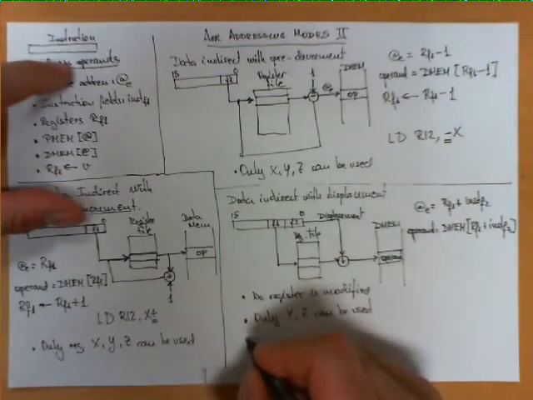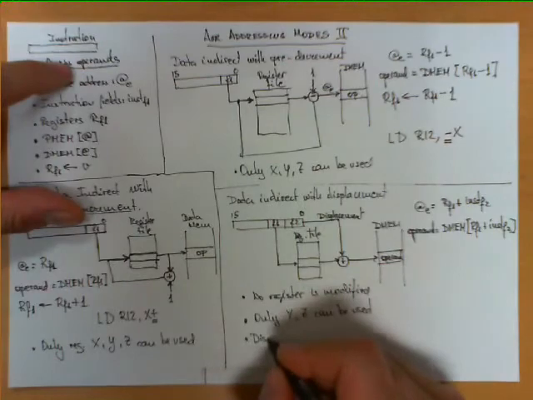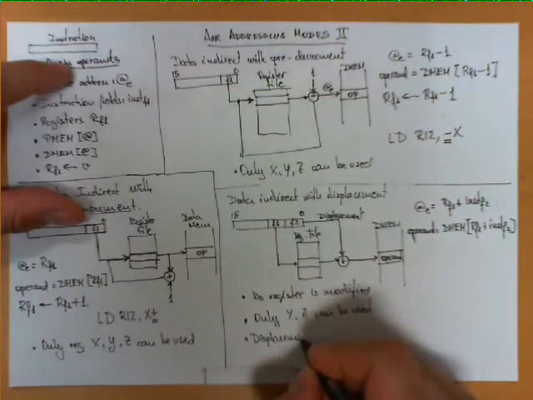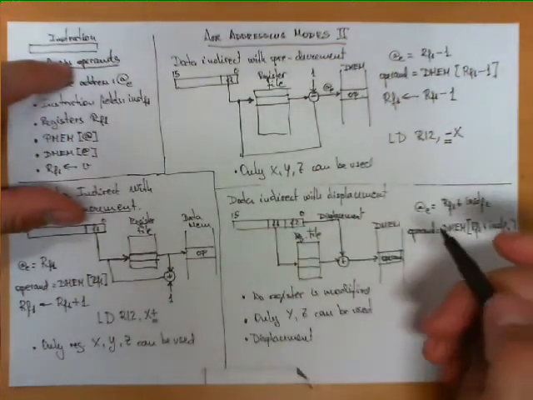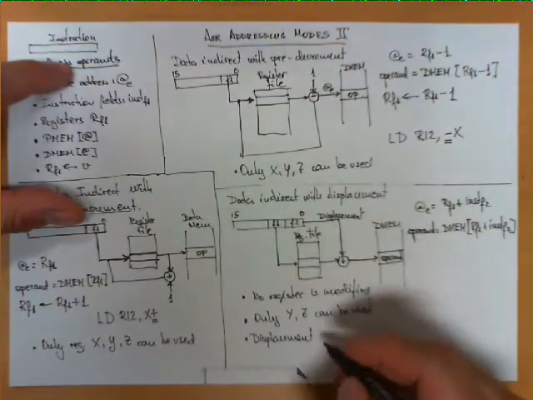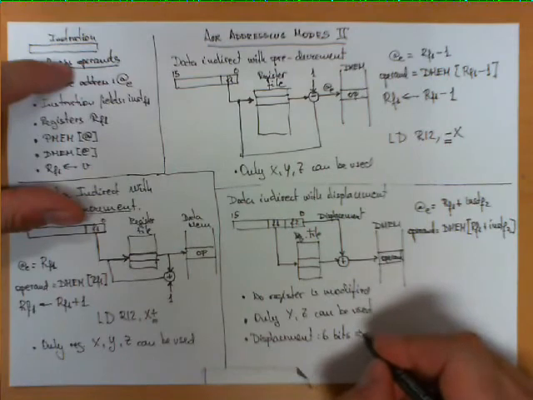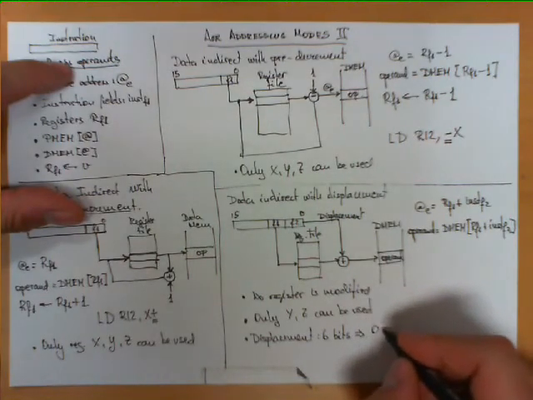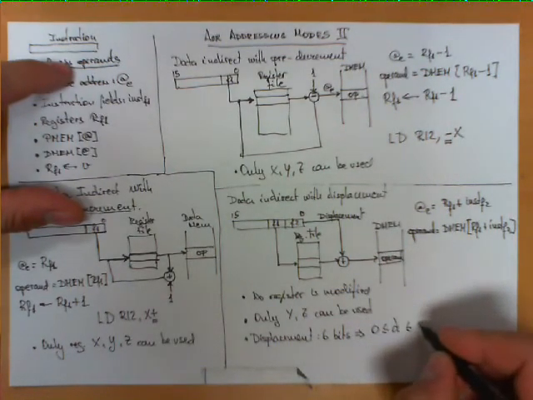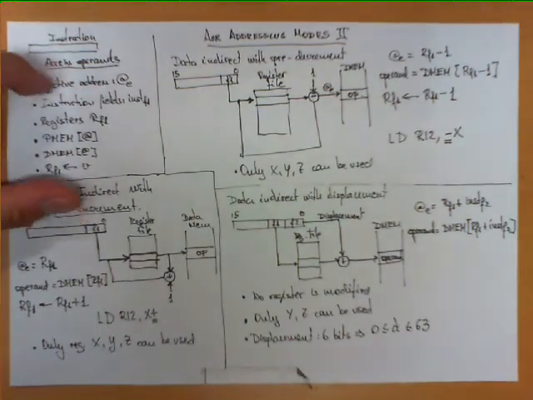And the final restriction is that the displacement, as you can imagine, since the instruction is only 16 bits, can only be represented with a certain number of bits. In this case it is 6 bits, which means the value has to be between 0 and 63.